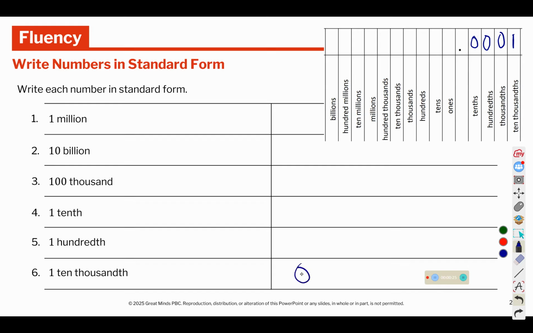So I have 0.0001 to represent 1/10,000th in standard form. Go ahead and complete the remaining problems using that place value chart as a guide.